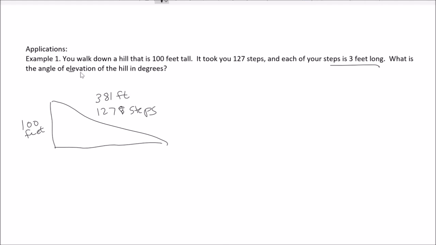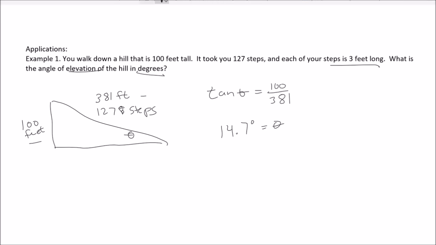Then they want to know the angle of elevation of the hill. That's this little guy right here. They asked for it in degrees. My calculator's in degree mode, so it looks like I'm ready to go. This is probably a tangent question because I have opposite and adjacent. So I'm going to start setting this up. Tangent theta equals the opposite side over the adjacent side. So it's going to be tan inverse because I'm finding an angle. And then I'm typing in 100 divided by 381. And 14.7 degrees is what I get.